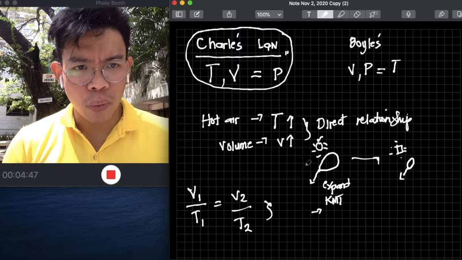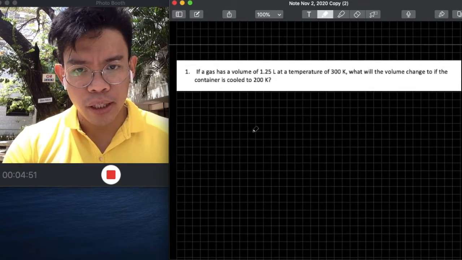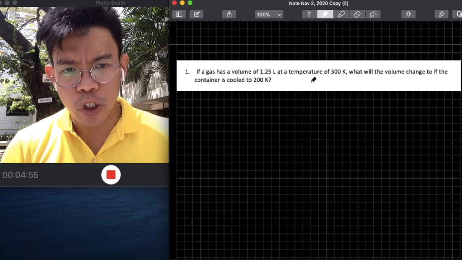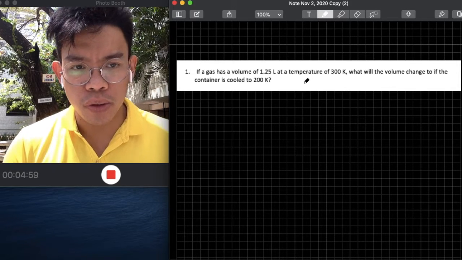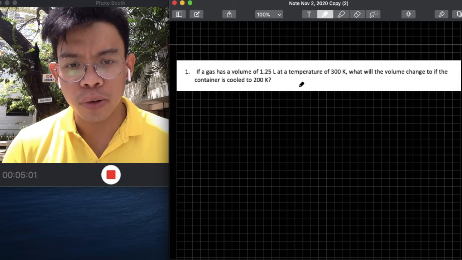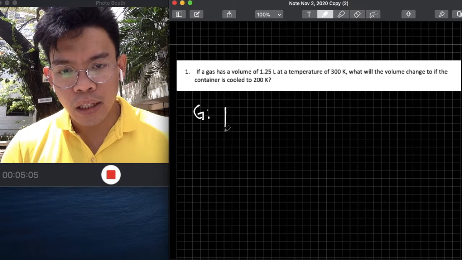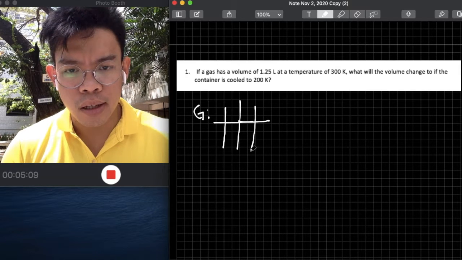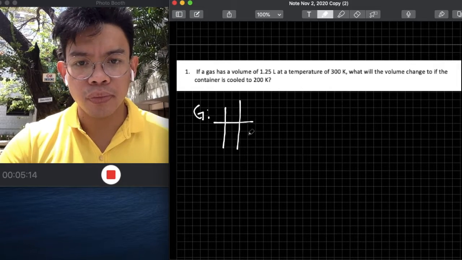Let's set an example for this problem. Let's try to answer number 1. If a gas has a volume of 1.25 liters at a temperature of 300 Kelvin, what will the volume change to if the container is cooled to 200 Kelvin? So let's try to write our givens in a table format so we will not be confused, in order for us to visualize our concept clearly. Okay?